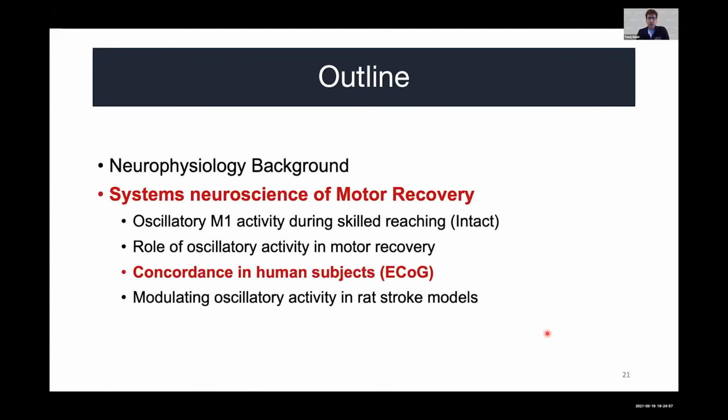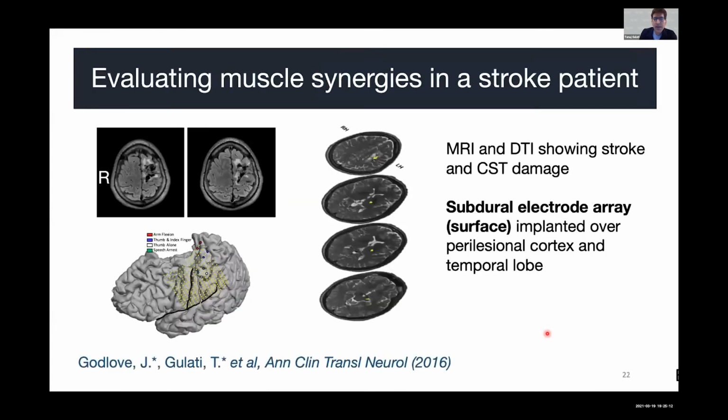So once we established this, we wanted to check the concordance of our results in human patients. This work was done at UC San Francisco, so we also had access to patients at the medical center, at the hospital. Like I was describing, patients at risk of seizures are monitored in epilepsy monitoring units via the ECOG grids. So it's very rare that a stroke patient will be implanted with this, but we were able to assess a stroke patient who had this ECOG grid.